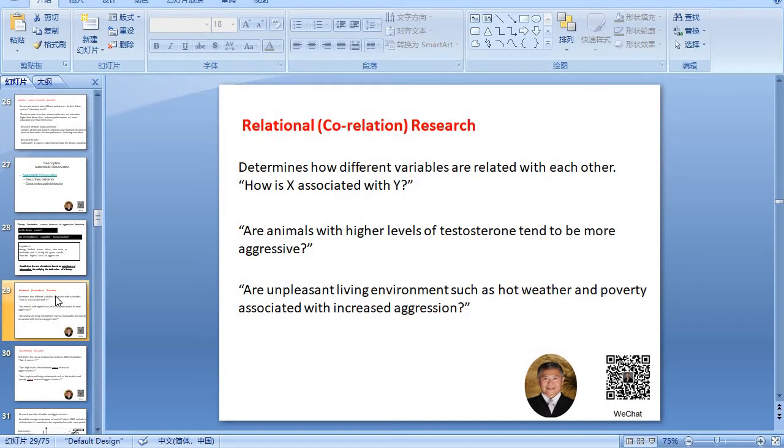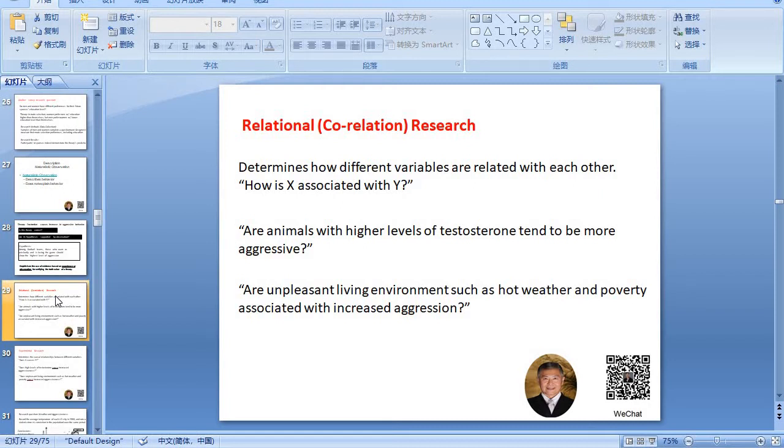So I'm claiming, or I'm proposing, there might be a positive correlation between how tall you are and how much you weigh. And another correlational question is, do animals with higher levels of testosterone tend to be more aggressive? I'm asking, is there a positive correlation between animals' levels of testosterone, this hormone, and their aggressiveness? I can also ask a correlation question: are unpleasant living conditions, unpleasant living environments such as hot weather and poverty associated with increased aggression?